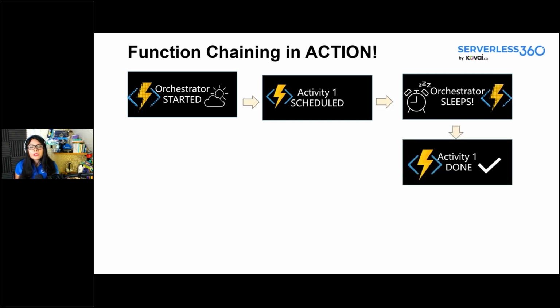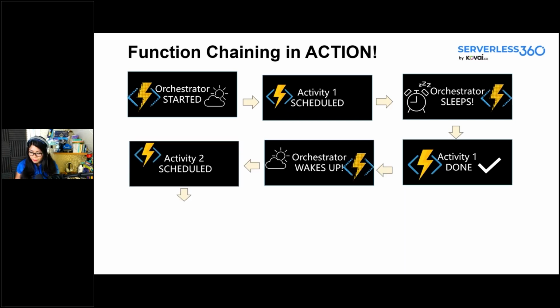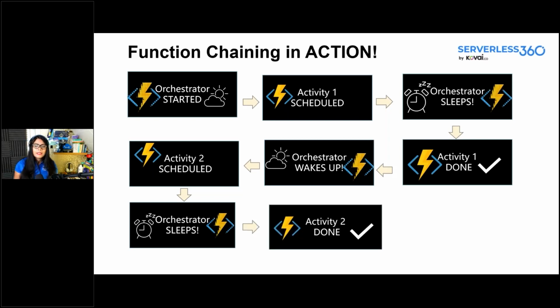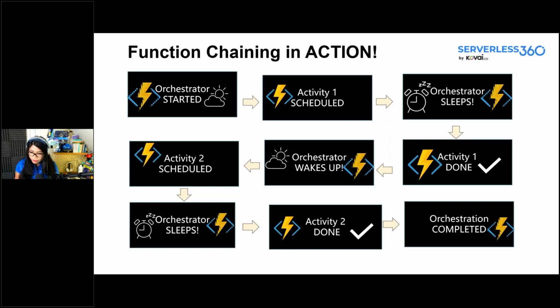And when activity one is done, the orchestrator wakes up and activity two gets scheduled. Activity two can be like sending emails or doing database operations from the data that was passed in. And then the orchestrator sleeps again. When activity two is done, the orchestration is completed. But this is just a very simple one, with just two tasks and one run. When it gets triggered again, for example, when new data comes into Cosmos DB, it's going to do the flow again.